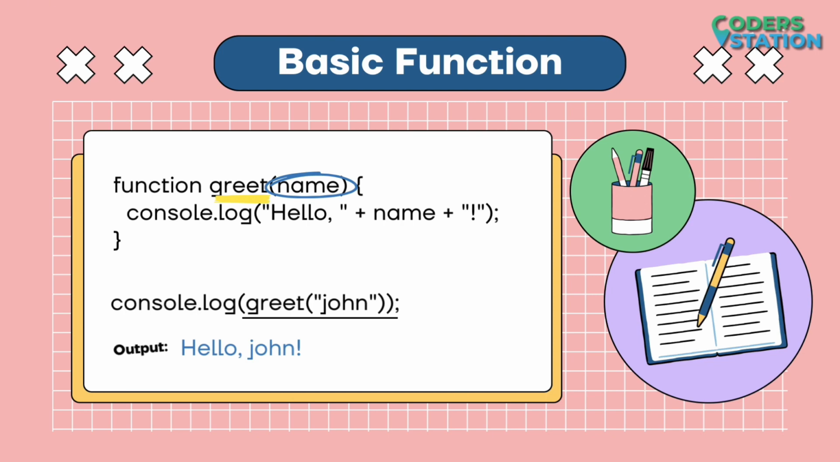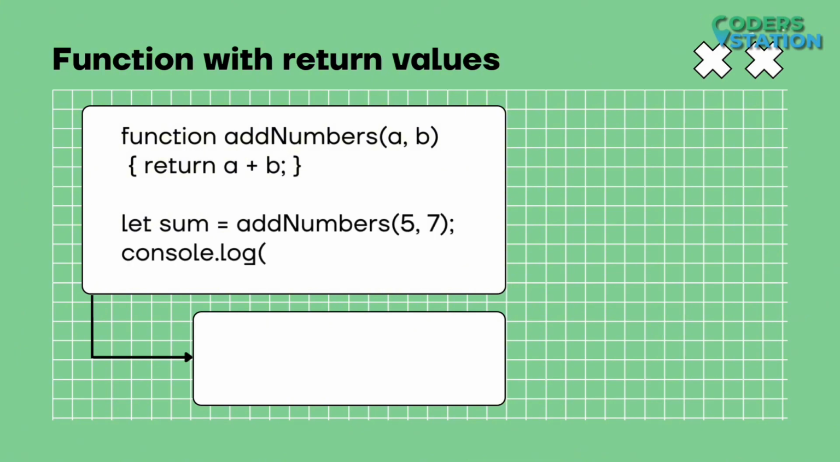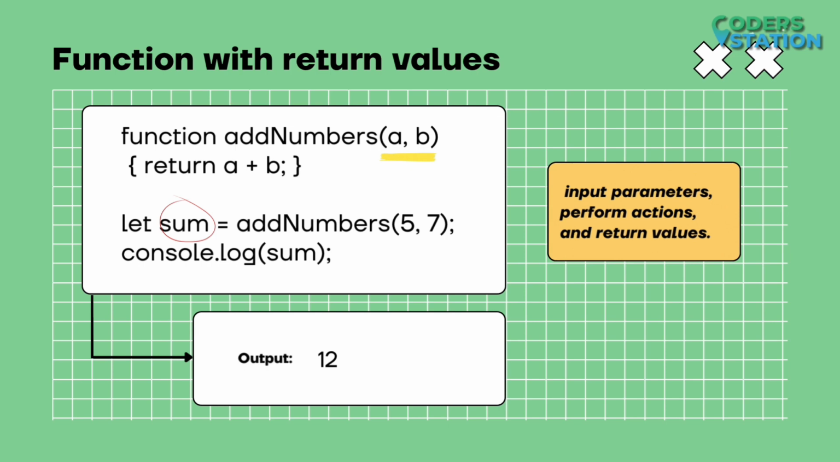Take a look at this. So this function addNumbers takes two parameters and returns their sum. The result is then stored in the variable sum. You have got it. Functions can have input parameters, perform actions, and return values.